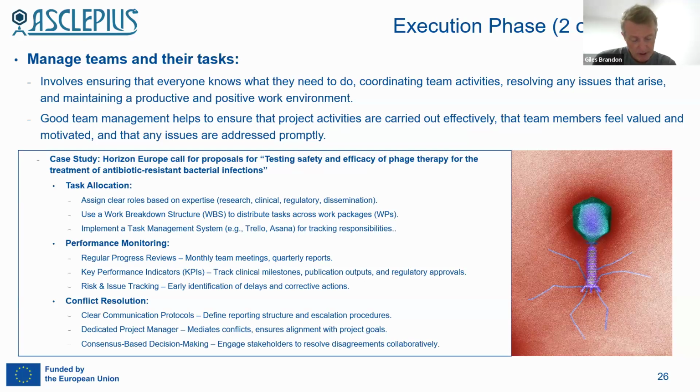And if even at the level of the project manager, this conflict can't be resolved, it's important that within what's called your consortium agreements, you have some procedure or protocol about decision making on a consensus basis, so that the relevant stakeholders can be engaged to resolve disagreements on a collaborative basis.